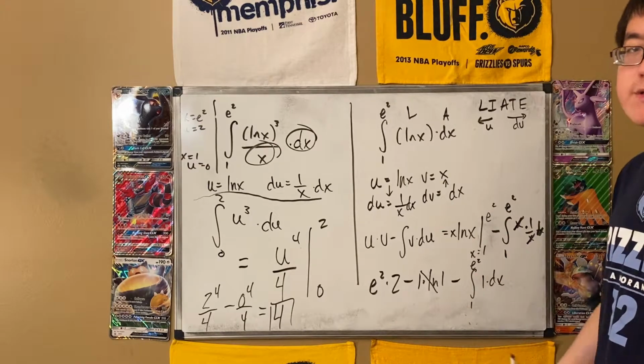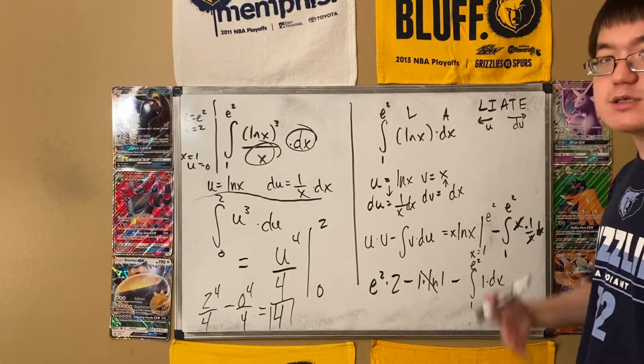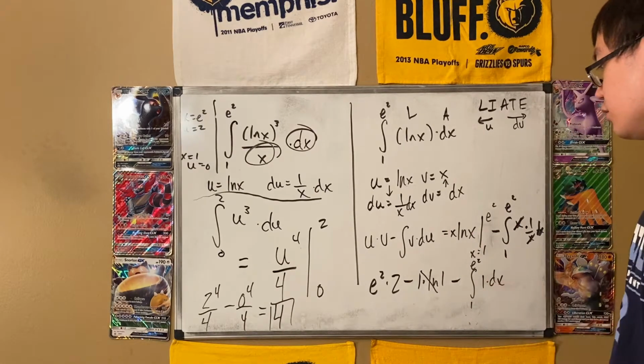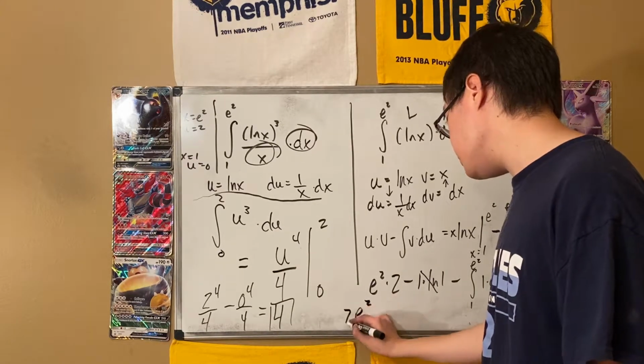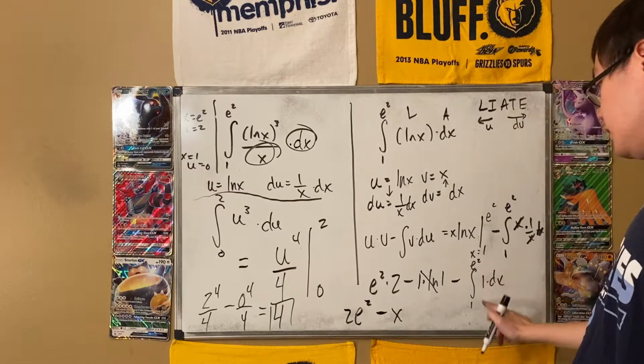It could be another u sub if you're unfortunate. It could be another integration by parts. That's the worst case scenario. But in this case, it's not going to be too bad after you simplify, because the integral of 1 is just x. So now we have just e squared times 2 from the uv part. Then we have minus x. And we're just going to plug in e squared and 1.